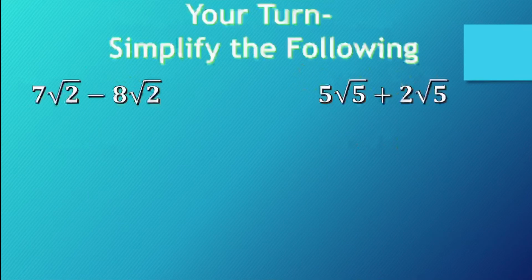Okay? Your turn. Pause the video now and just try these. These are very straightforward. Okay, let's see how you did. On the first one we see it's both square root of 2. So my radicals are the same. So all I'm going to do is focus on my coefficients. I have a +7 and I have a -8. This is going back to combining like terms that we did at the very beginning with expressions. So 7 minus 8 gives me a -1.